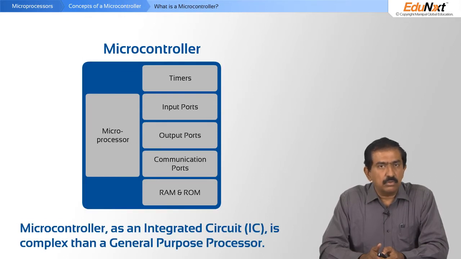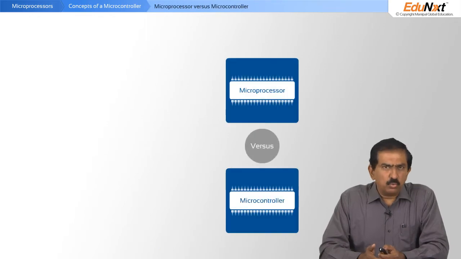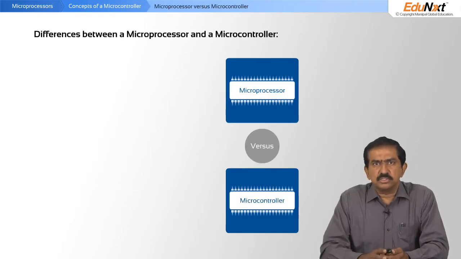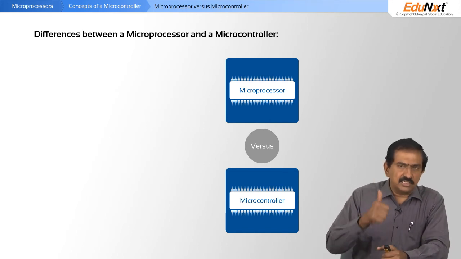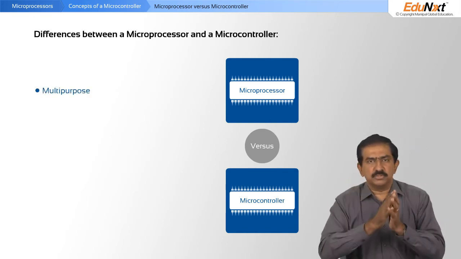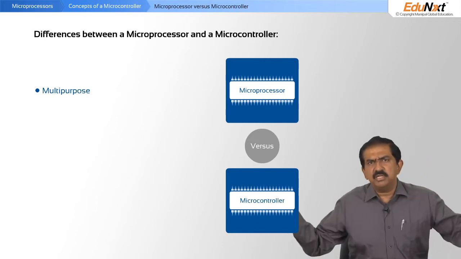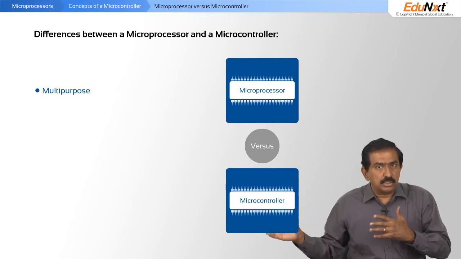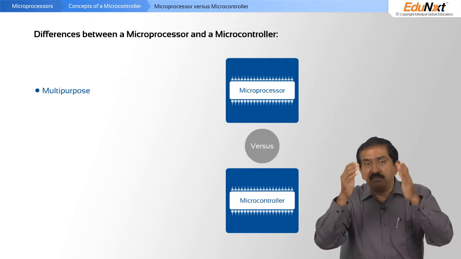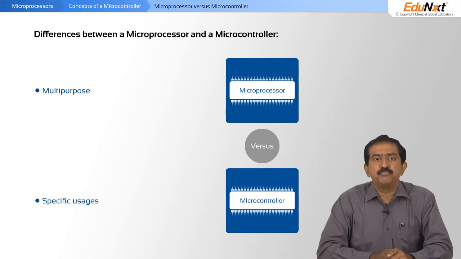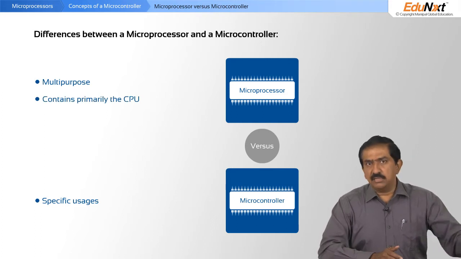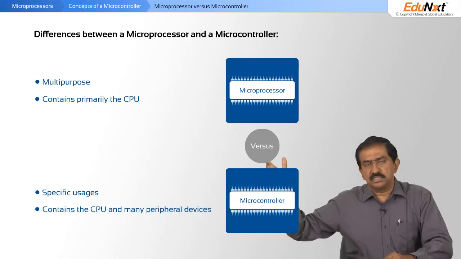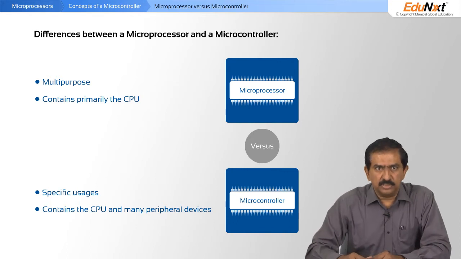The microcontroller, as an integrated circuit, is a little more complex than a general purpose processor. So let's look at the difference between a microprocessor and a microcontroller. Number one, the microprocessor is typically general purpose. You could use an 8086 in many different kinds of applications. You cannot use an 8051, which is a microcontroller, in so many kinds of applications. There are a limited number of applications for a microcontroller. The microprocessor contains primarily the CPU. The microcontroller contains the CPU plus tons of peripheral devices that we spoke about earlier.